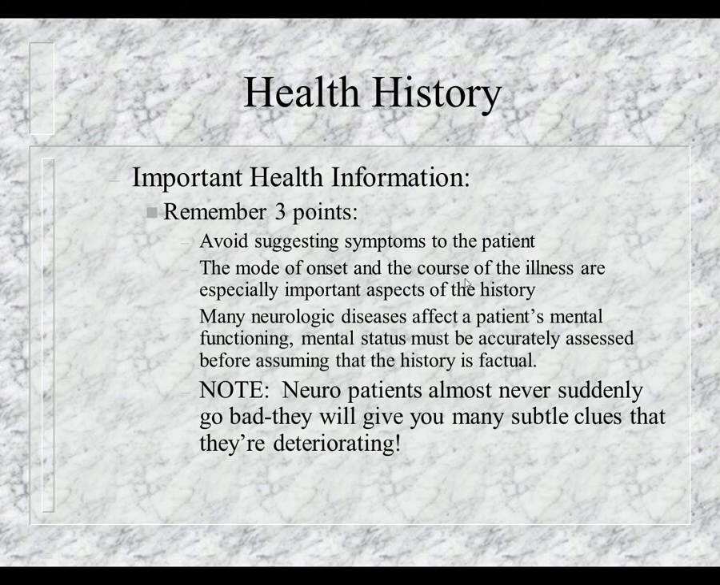The mode of onset and course of the illness are especially important aspects of the history, and to know that. Many of your neurological diseases affect a patient's mental functioning, so make sure that they are alert and oriented ×4 and that you're getting factual information. A big note is that neuro patients almost never suddenly go bad. They give you clues that they are deteriorating, so it's important that you pick up on that, especially if you're going to work on a neuro floor.